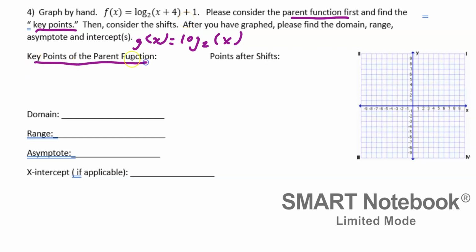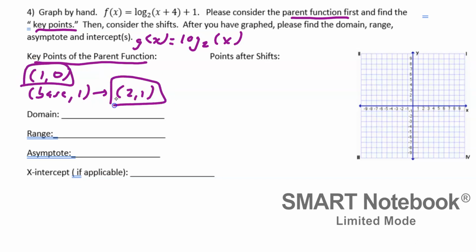So the key points of any parent function for logs is going to be 1, 0, because it's the inverse or the flipping of the exponential, and then base, 1, which in this case is going to be 2, 1. So these are the 2 points that are correct for my parent function.